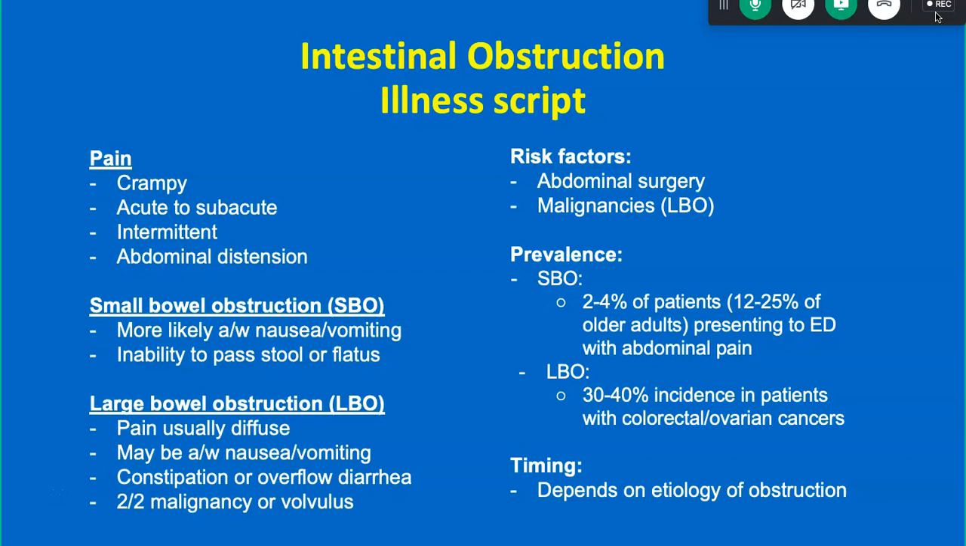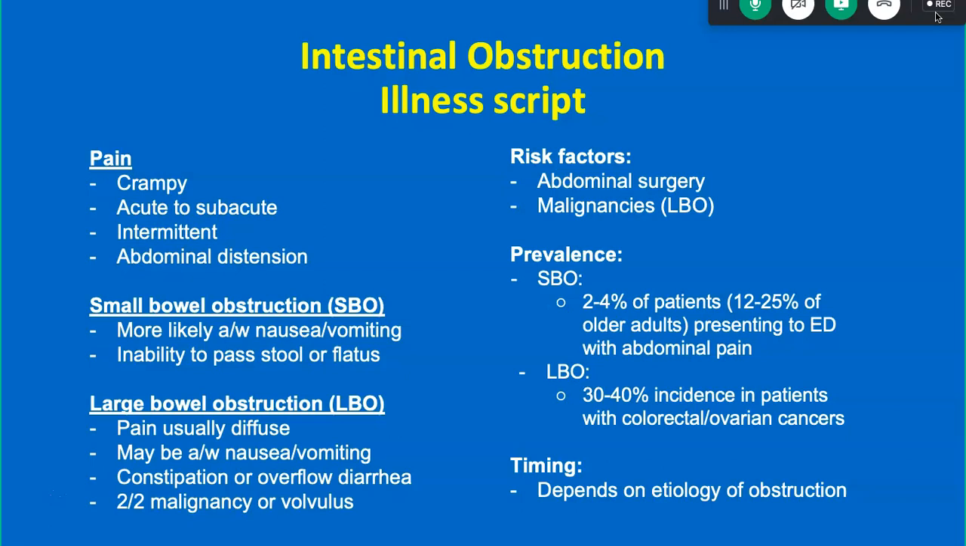And it can progress to developing abdominal distension. Small bowel is more likely to be associated with nausea and vomiting. And because you don't have anything passing through the bowel, there tends to be an inability to pass stool or flatus.